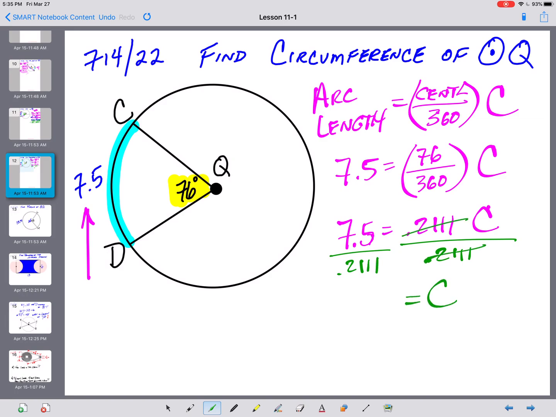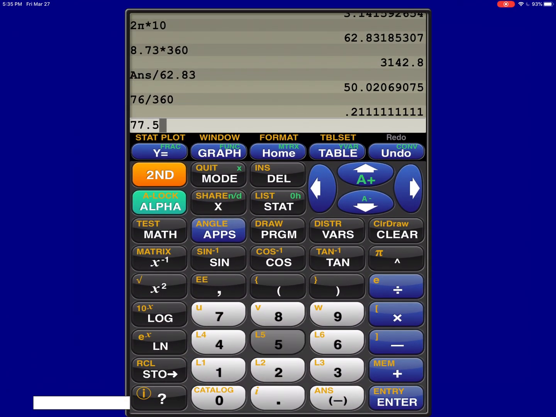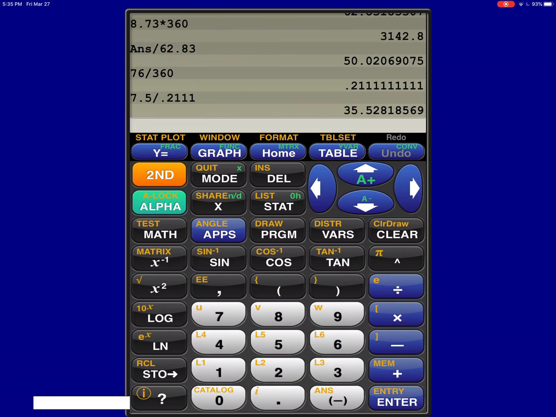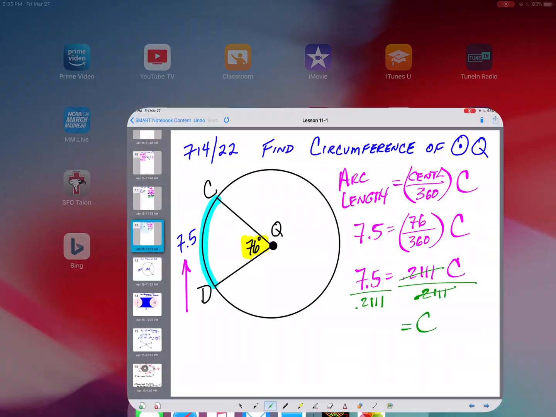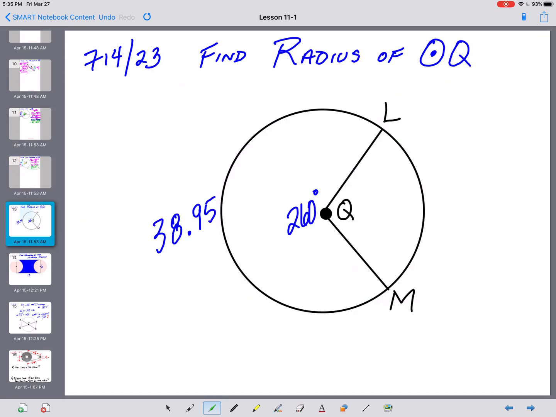Here we go, circumference. Let's do it. 7.5 divided by 0.2111. Nice, 35.52. Now, is there any units? No, they did not give us any. Boom, that's our answer then. Right there, circumference.